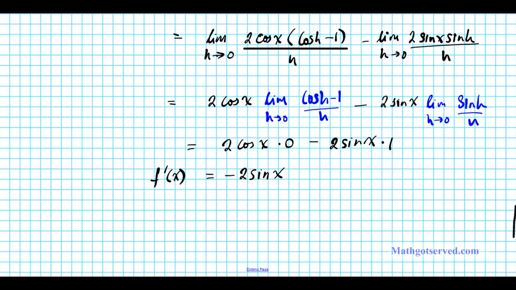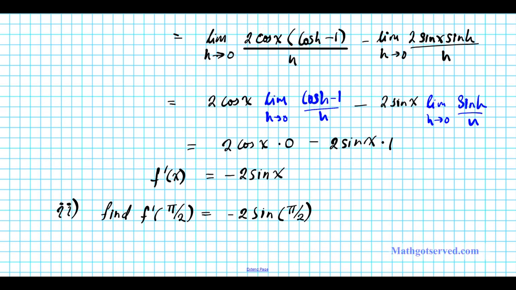Step 2, we're going to find the derivative at a specific x value, namely x equals pi over 2. So for step 2, we're going to find f prime of pi over 2. That just simply means we're inputting pi over 2 into this derivative function. So we have negative 2 sine pi over 2.